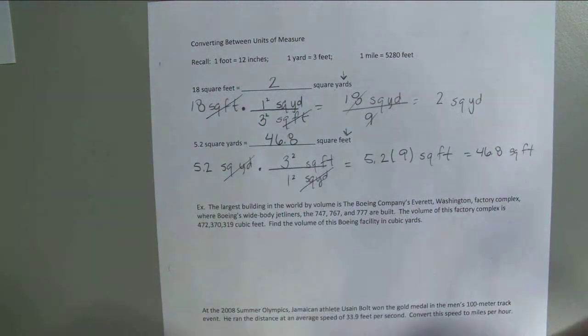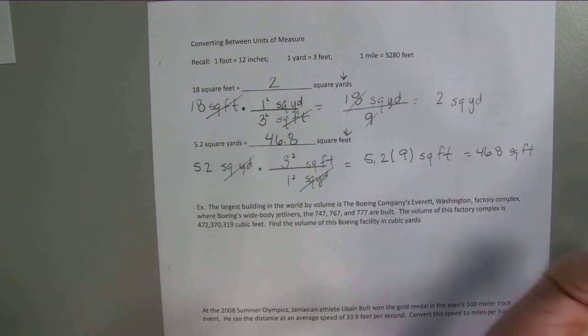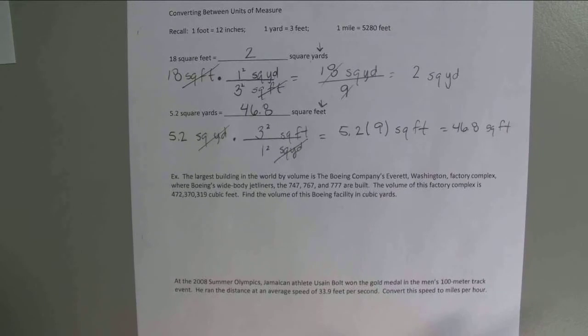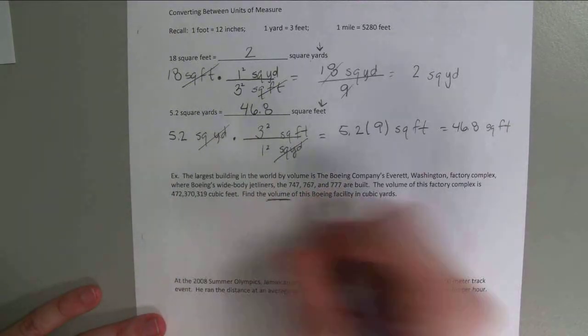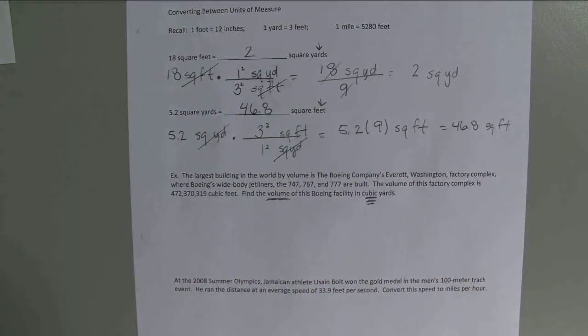So like if you had to convert carpeting or something, you would be able to convert the yards to the feet. All right, last thing is volume. Volume is cubic. So guess what we do? Instead of squaring, we cube. That's the only difference, okay?